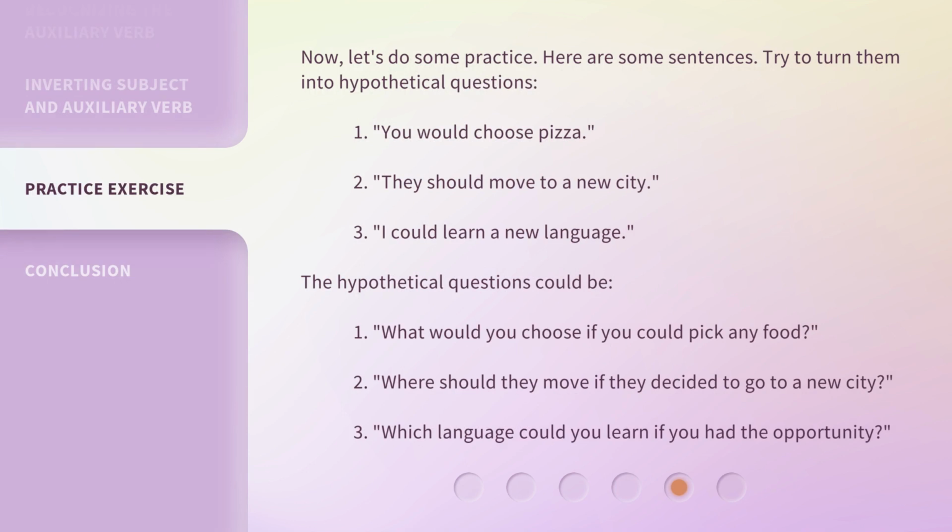Now, let's do some practice. Here are some sentences. Try to turn them into hypothetical questions. 1. You would choose pizza. 2. They should move to a new city. 3. I could learn a new language. The hypothetical questions could be: 1. What would you choose if you could pick any food? 2. Where should they move if they decided to go to a new city? 3. Which language could you learn if you had the opportunity?